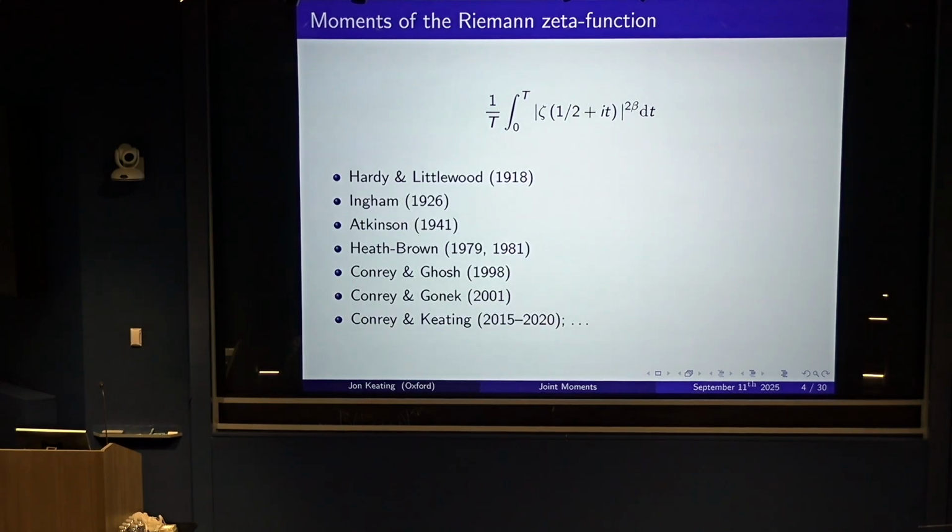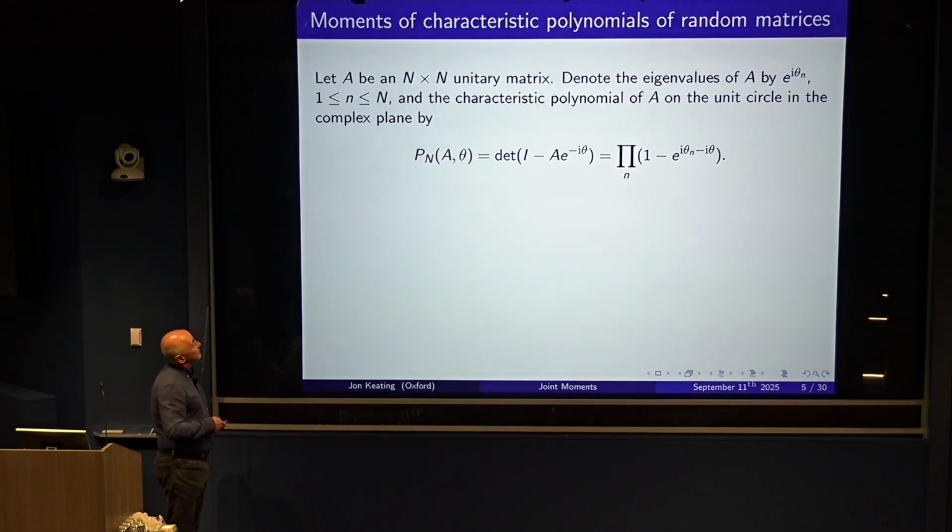These have been studied in the number theoretic context by many authors, going back to Hardy and Littlewood. Ingham made a significant contribution. Hardy and Littlewood computed the second moment. That's when beta equals 1. Ingham computed the case when beta equals 2, the fourth moment. And many other people have developed this theory using essentially tools from number theory. But I want to think about this in a different way, and this is the connection with random matrix theory.